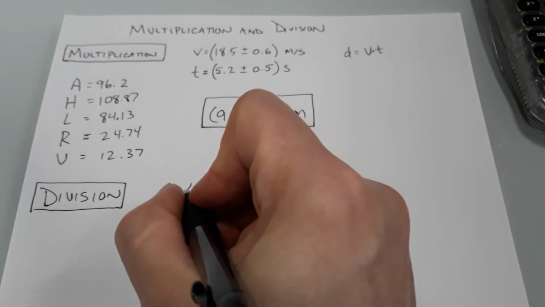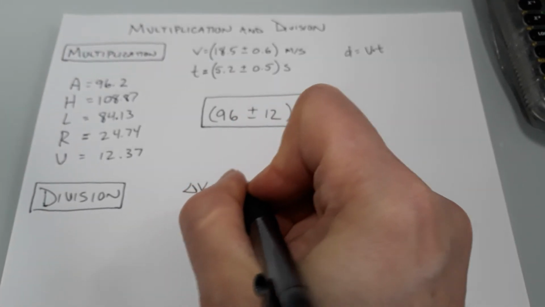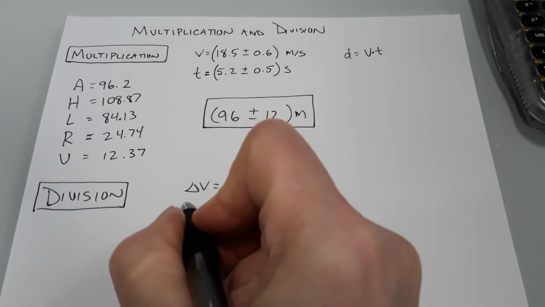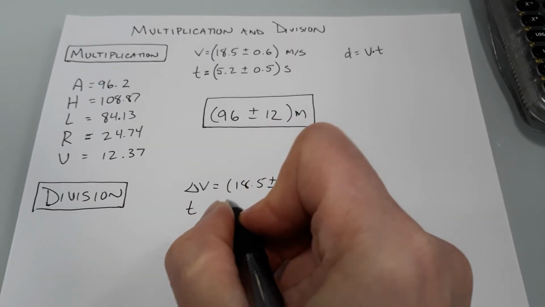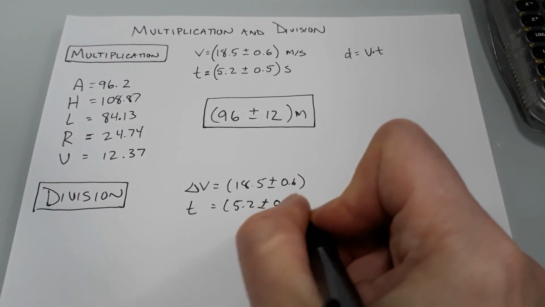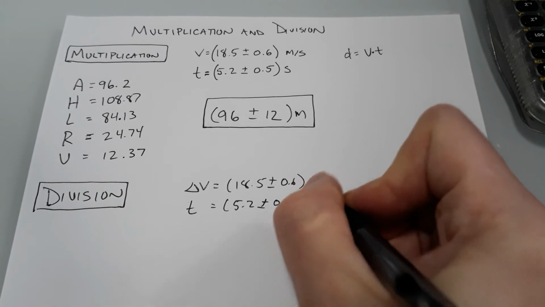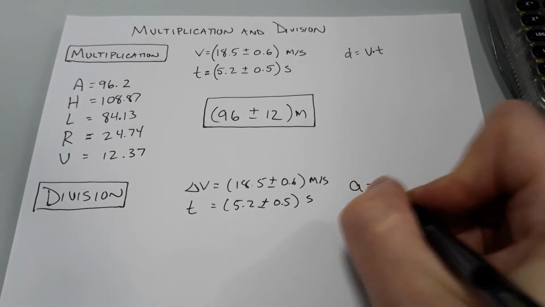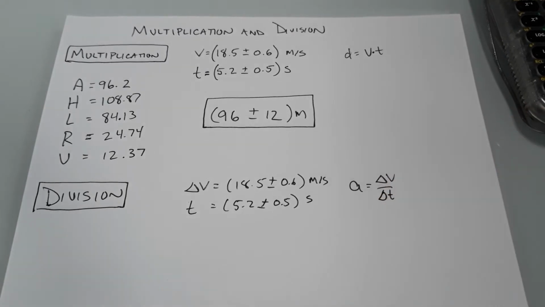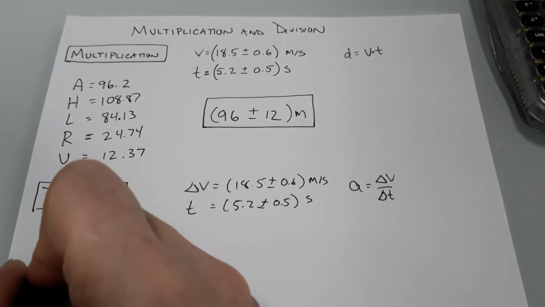So let's say, for example, that delta V is equal to 18.5 plus or minus 0.6, and that our time is equal to 5.2 plus or minus 0.5. That's meters per second and seconds. And now we're going to do an acceleration calculation, which says delta V over delta T. All right, so same process.